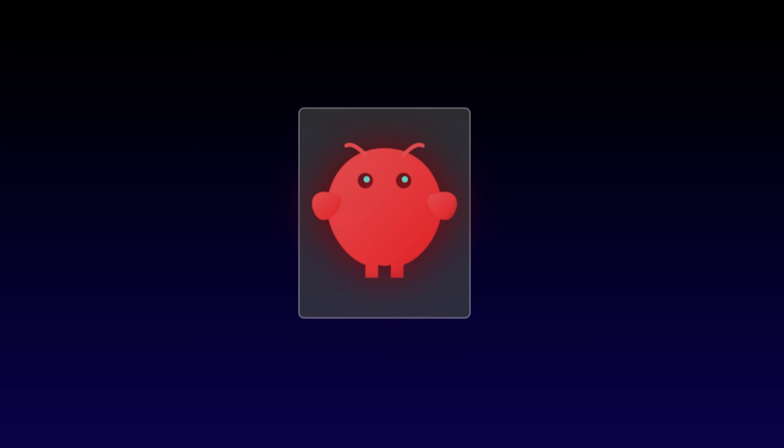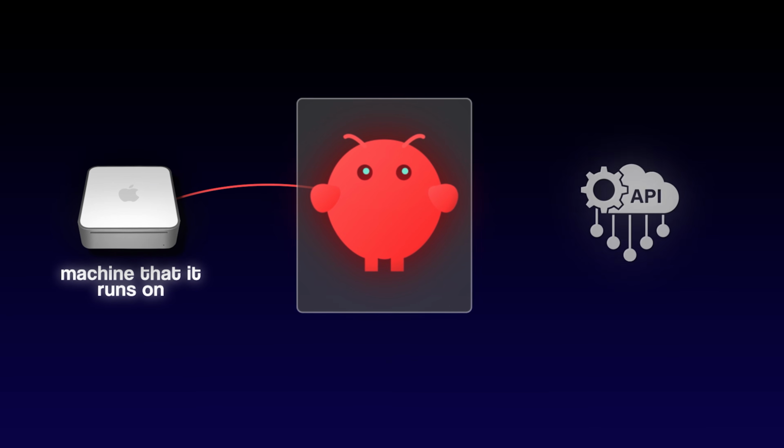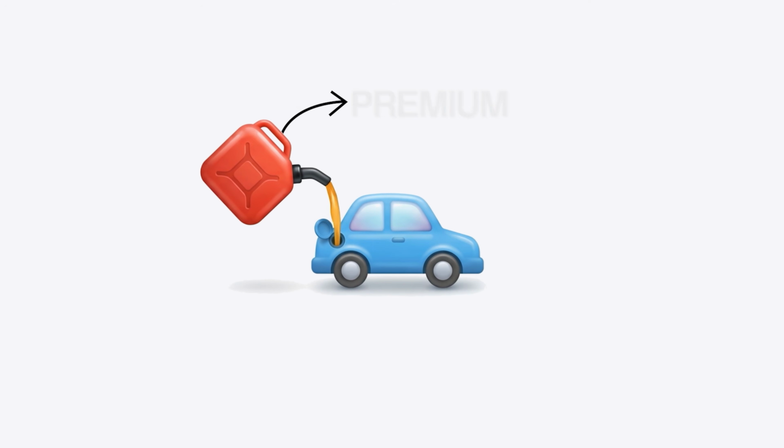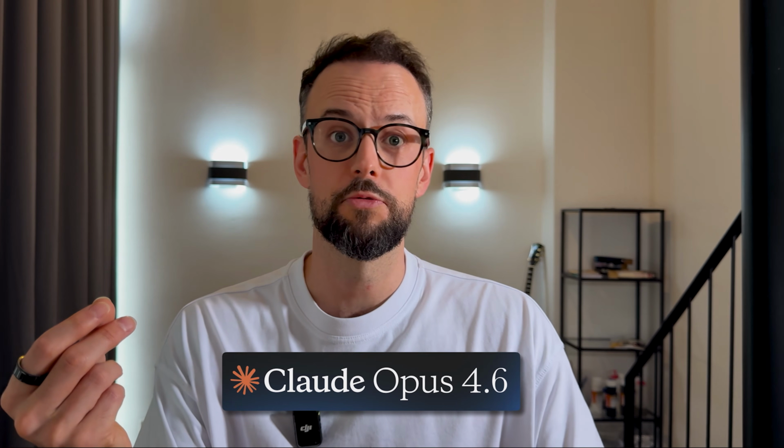You see, OpenClaw has two costs: the hosting, which is the machine that it runs on, and the API cost, which is essentially the fuel. Every time your agent thinks, replies, or checks your email, it's burning tokens. Most people are putting premium race fuel in a car that they're driving to the grocery store. If you picked frontier models like Claude Opus 4.6 as your default, you're going to be paying, what, $15 per million input tokens for a heartbeat check that a simple 10-cent model could handle.